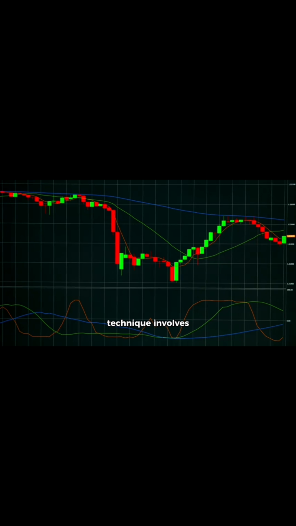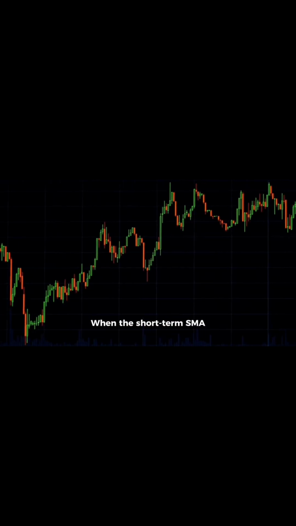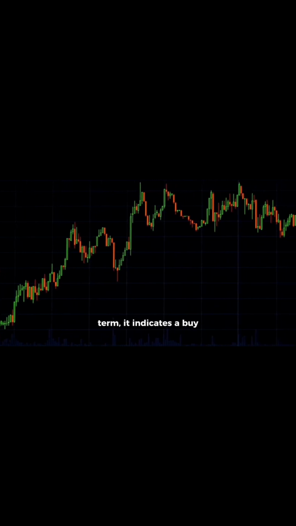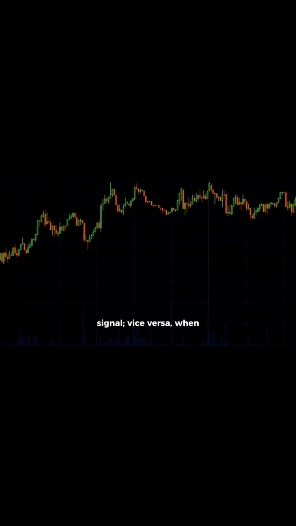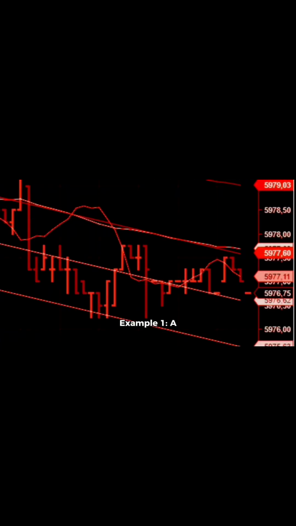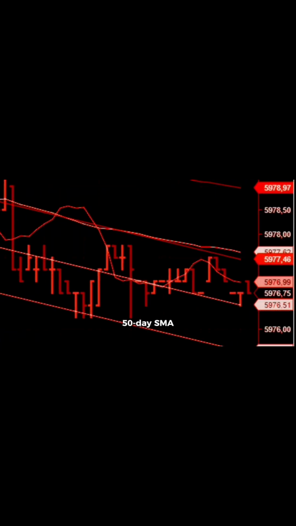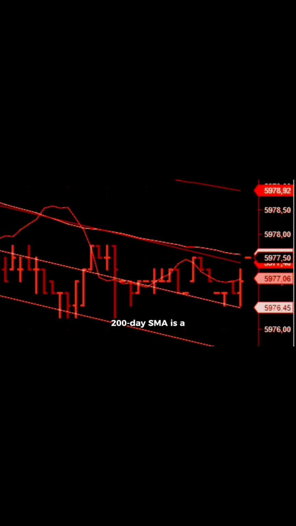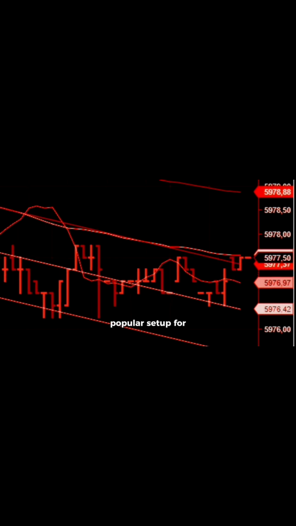2. Simple moving average (SMA) crossovers. This technique involves setting up two SMAs of different periods. When the short-term SMA passes above the long-term, it indicates a buy signal. Vice versa, when it passes below, it signals a sell. Example 1: a 50-day SMA crossing above a 200-day SMA is a popular setup for a golden cross.